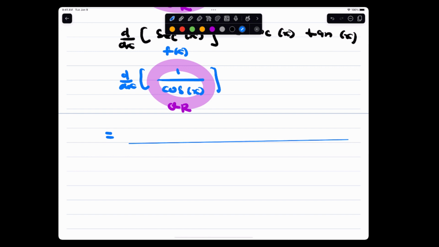So, square cosine on the bottom. Bring up what? Cosine. And then differentiate your what? Sine. And then now do the reverse. Don't forget the minus sign. And then take the derivative now of cosine.